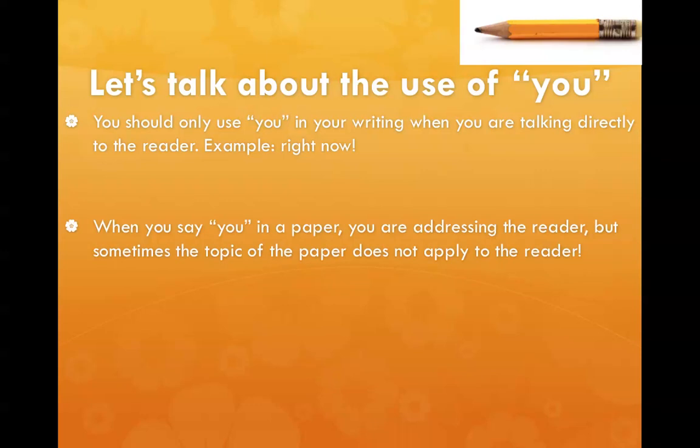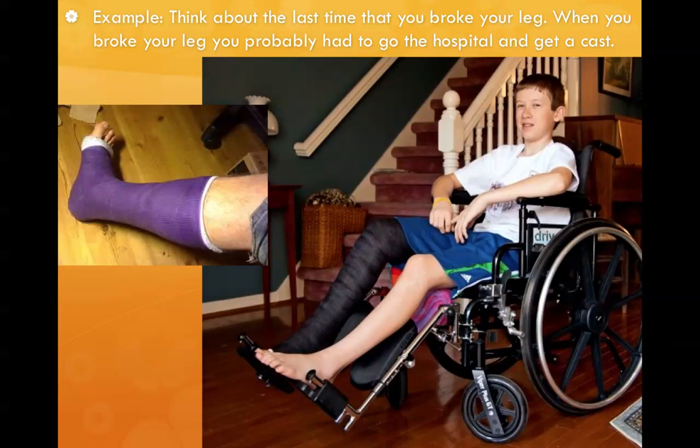But when you say you in a paper, you're addressing the reader. But sometimes the topic of the paper does not apply to the reader. So you want to refrain or try not to use you in academic papers. So let's look at an example why you would not want to say you in an academic paper. Think about using this example in your introduction. Think about the last time that you broke your leg. When you broke your leg, you probably had to go to the hospital and get a cast. That would be an okay hook. It would be semi-interesting and it might pull the reader's attention.